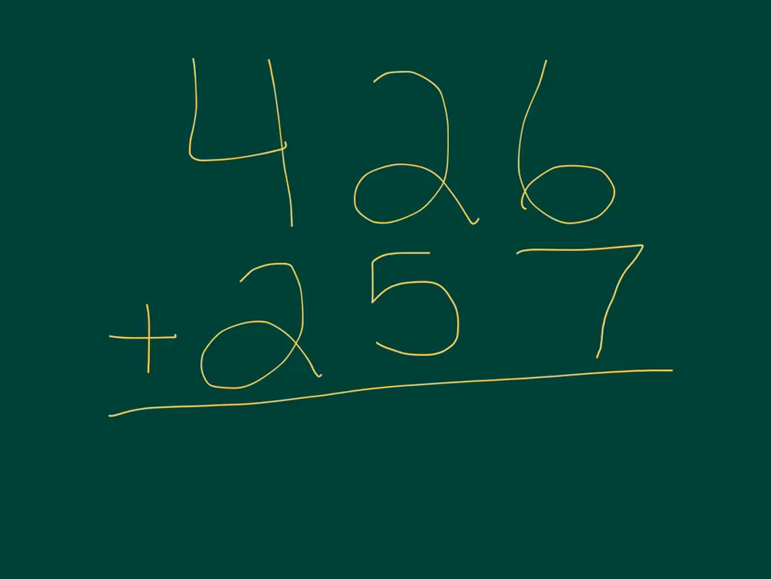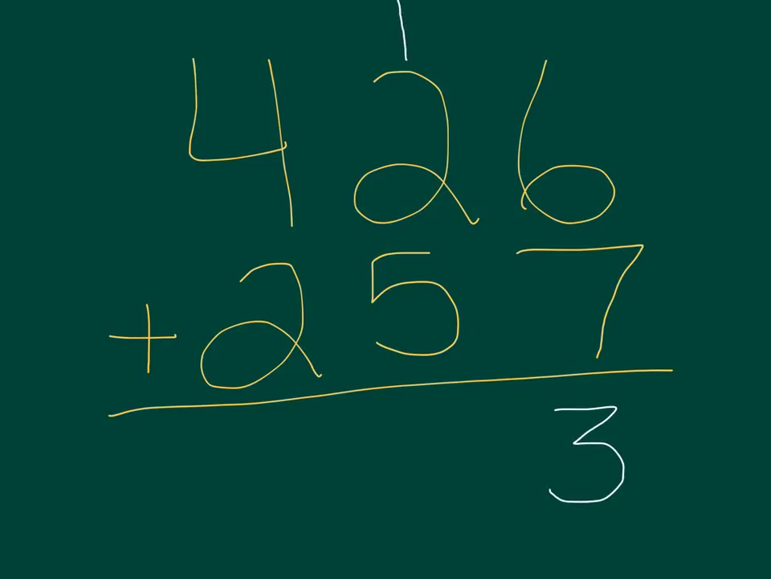Okay, when we add this together, we see that in our ones column we have 6 plus 7. The answer is going to be what? 13. I'm going to have to take that 13, since it's a 2-digit number, and I'm going to have to trade out 10 units for one 10 rod. So when I take away 10, that leaves me with 3 units.